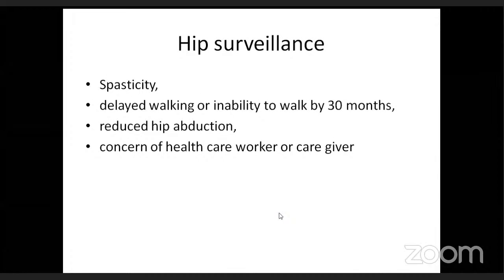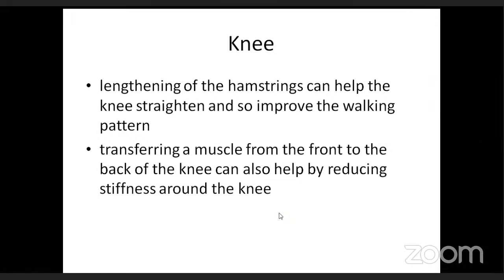Hence, you have to survey the hip every 6 months or 1 year to see how much spasticity is affecting the hips. If there is a delayed walking or inability to walk by the age of 2.5 to 3 years, when there is reduced hip abduction, and if there is a concern by the caregiver or the healthcare worker saying that the child is unable to move the limbs at the level of hips.